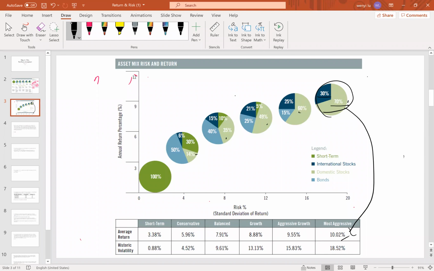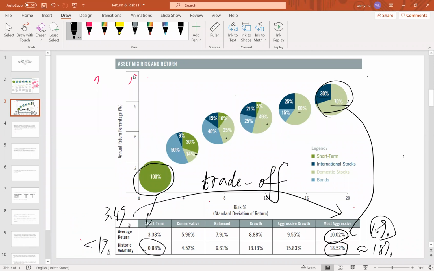It's only less than 1%. So you can say if you want to get a higher return, you want to take more risk. There is a trade-off. So if you are a very aggressive investor, you can choose the more aggressive investment, which means you are willing to take more risk. But if you are a conservative investor, you should take less risky and less return portfolios.